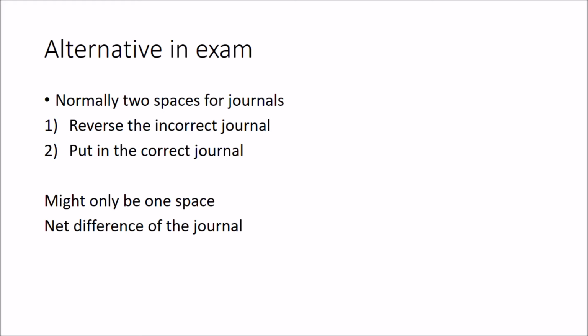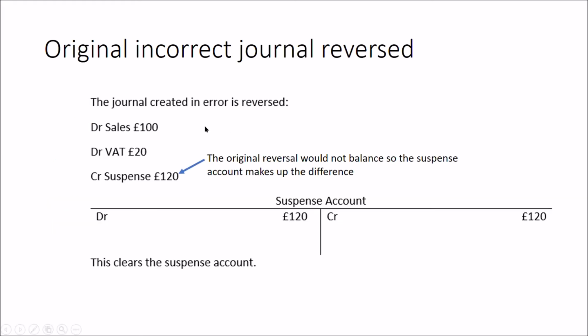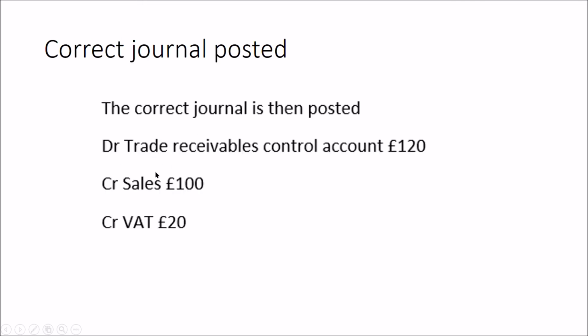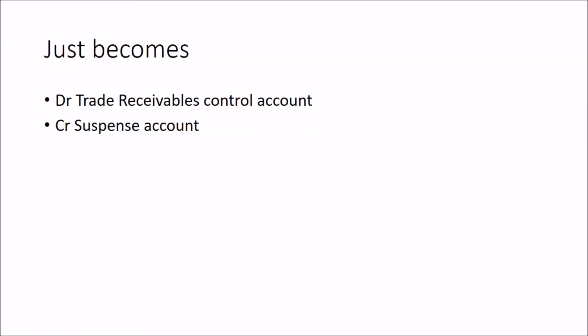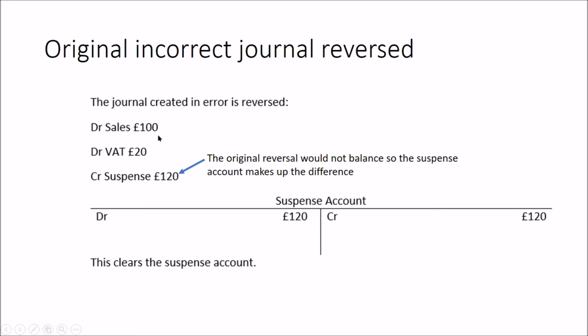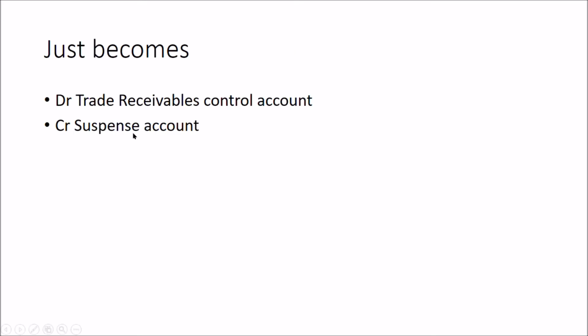And if that happens, what you're doing then is you're going to get a net difference of the journal. So what we're going to do in that one here is, here we have the original incorrect journal reversed, and here we have the correct journal posted. Okay. There's 2 journals, but let's say we've just got space for 1 journal to put in there though. So instead, what we're going to have is that's just going to become debit the trade receivables control account and credit the suspense account. Really. So what we will see here is that we will put those 2 together, and then put these 2 together and clear them out, and you're just going to have that as the journal that you would post.